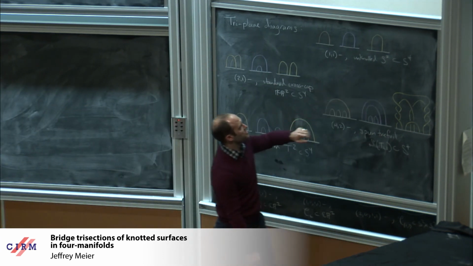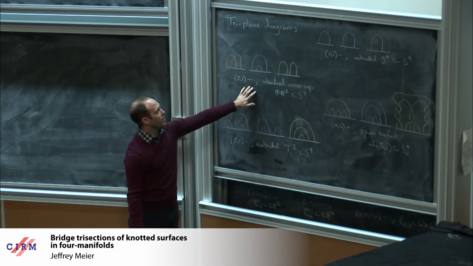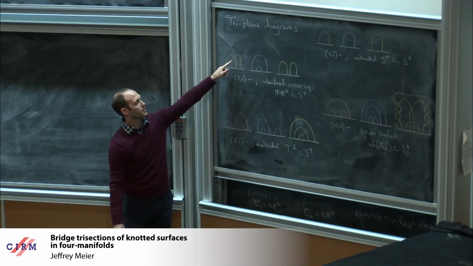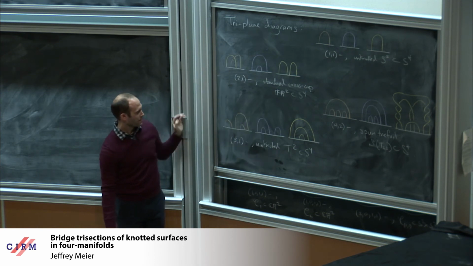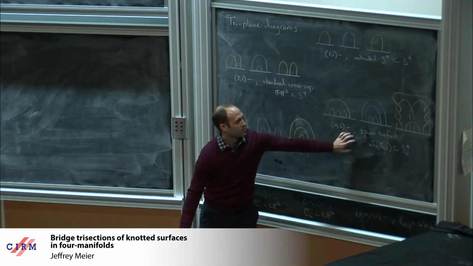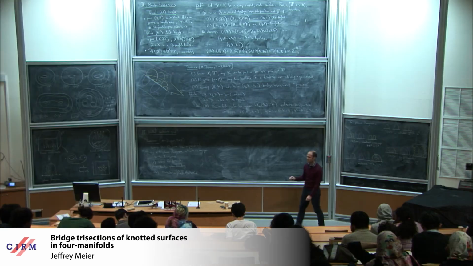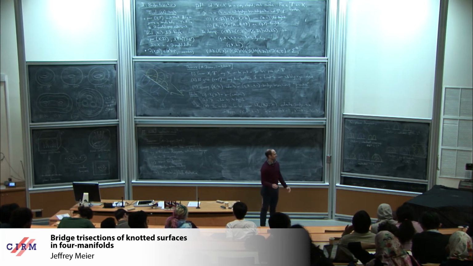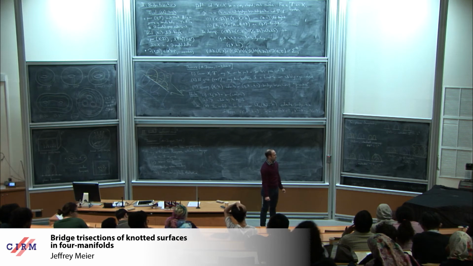So the unknotted S2, the standard cross cap, and if you want its mirror, or maybe this is the mirror, I don't know, you change this crossing. There's this nice picture for the unknotted torus. And then, one might guess that there's only one knotted 2-sphere. But if there were, it would be the spun trefoil. So that's what a picture of the spun trefoil looks like.